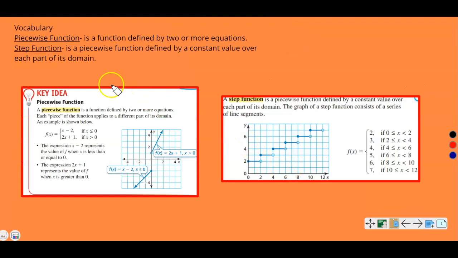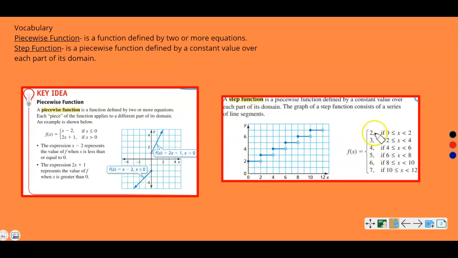All right, some vocabulary that you need to know. A piecewise function is a function defined by 2 or more equations. A step function is a piecewise function defined by a constant value over each part of its domain. So remember, if you graph a constant, it is just a horizontal line. And a piecewise step function is that same thing.